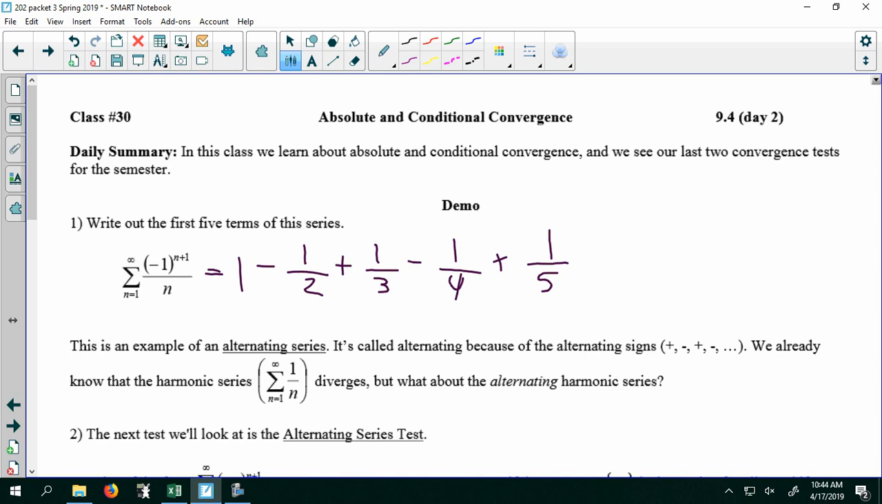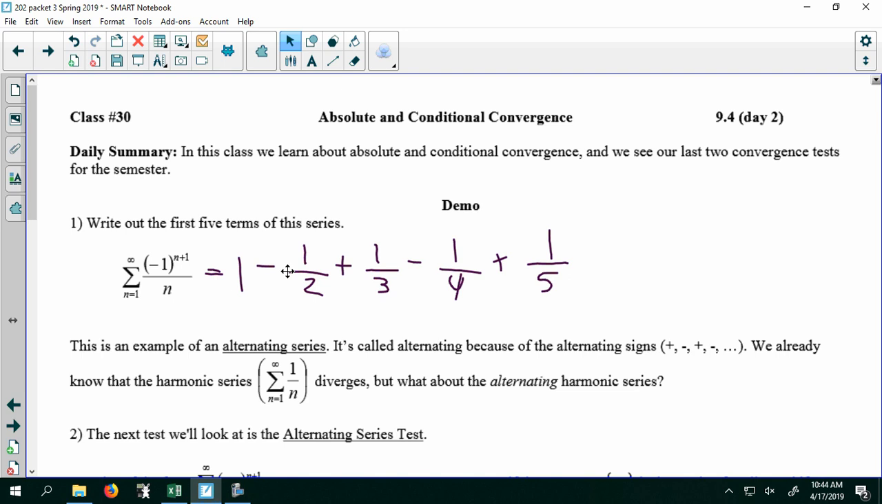This is an example of an alternating series. It's called alternating because of the alternating signs, positive, negative, etc. Okay, we already know that the harmonic series, the sum from n equals 1 to infinity of 1 over n, without the alternating signs, diverges. But let's think about the alternating harmonic series. So now I'm going to alternate the signs. It's the harmonic series, but alternating the signs.